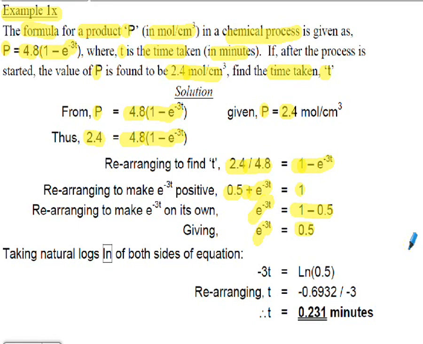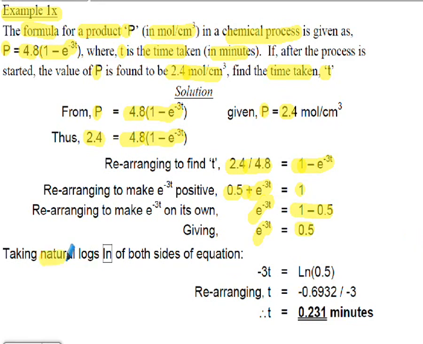I need to get the exponential function, e to the minus 3t, on its own on one side of the equation, but it must be positive. It's very important it's positive because we're going to take natural logs in a moment of both sides of the equation, and you must take natural logs of a positive number. You cannot take natural logs of a negative number. So it's very important that e to the minus 3t is positive.